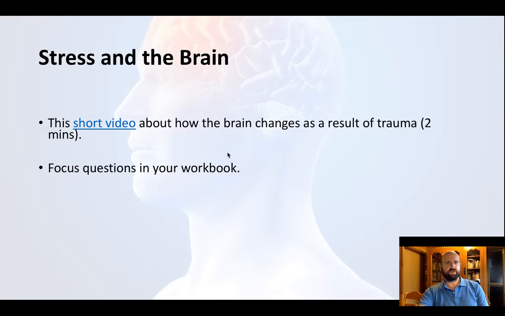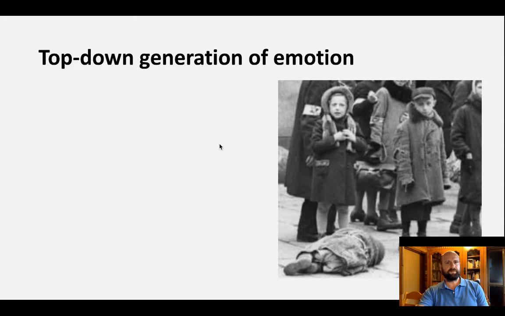Okay, this is just a 2-minute video that shows how the brain can change as a result of trauma. And now, here's where I like to give a demonstration of the top-down generation of emotion. Top-down processing of emotion means that our emotion doesn't come from what we see in our environment and then we think about it. It comes from our thoughts, which then have an effect on our brain, which is then causing the emotion.